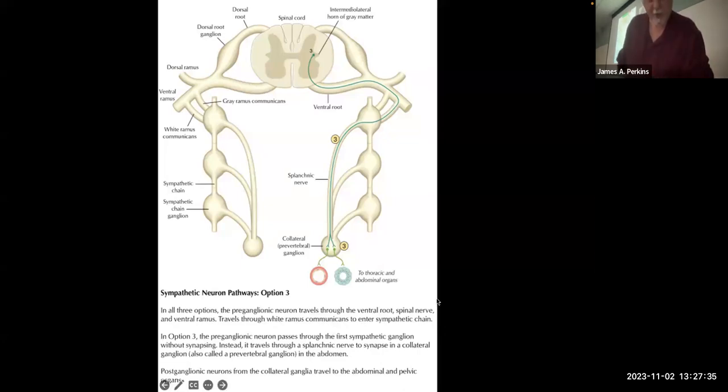So I should probably change that. It shouldn't really say thoracic and abdominal organs. They're going to go exclusively to just abdominal organs. So this is going to bring sympathetic innervation to like the digestive organs in the abdomen, which are going to inhibit digestion.